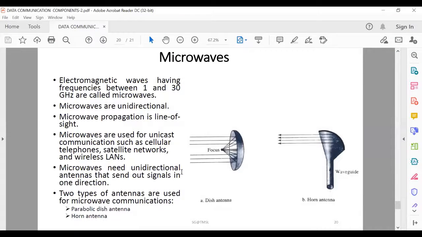Due to their unidirectional properties, these microwaves are very useful when unicasting communication is needed between the sender and the receiver. Unicasting communication means one-to-one communication, and they are used in cellular phones, in satellite networks, and in wireless LANs.